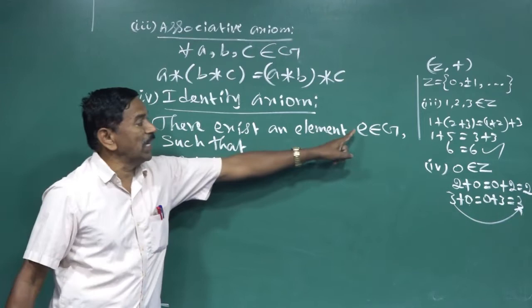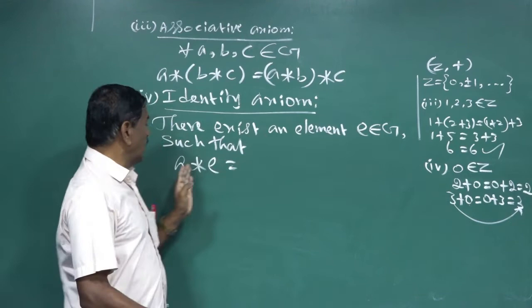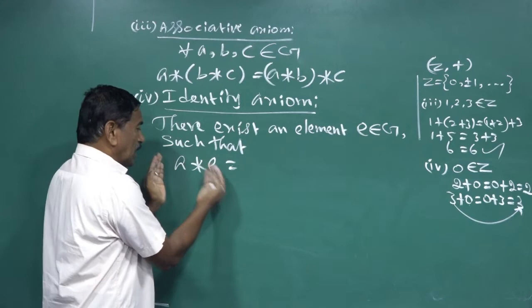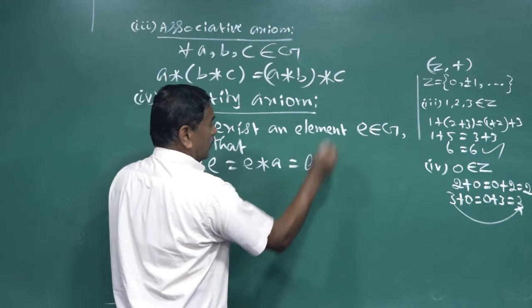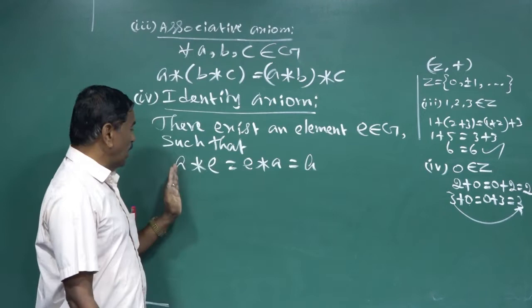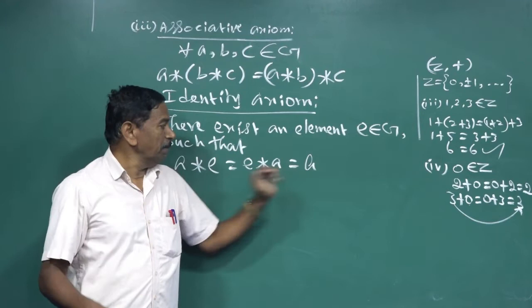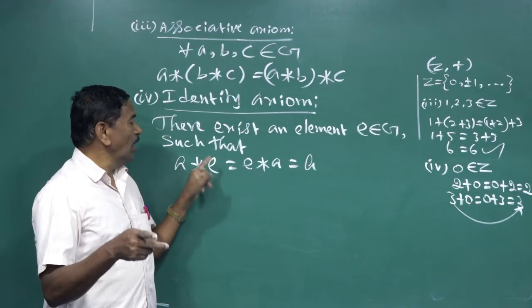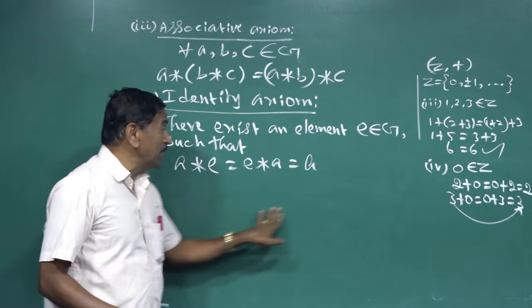See, there exists an element E belongs to G such that A star E is equal to, it's a reverse product. Okay. A star E is equal to E star A is equal to A. That's all. See, for example, 3 plus 0 is equal to 0 plus 3 equal to 3. Likewise, here 3 is any one element and 0 is the identity element, additive identity. Therefore, here the identity axiom gives any one element as the answer.